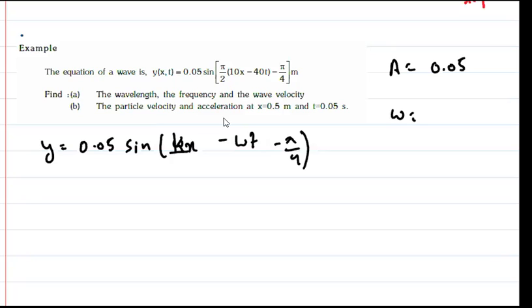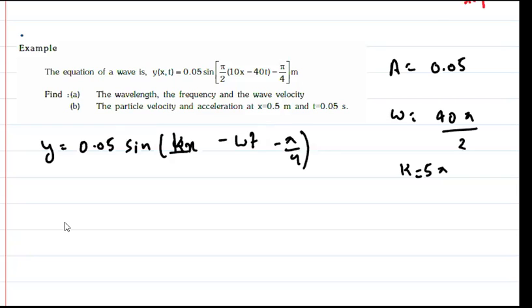Omega is equal to how much? Omega is equal to 40 into pi by 2. 40 pi by 2. This is omega. Yes, and k is equal to 5 pi. K is equal to 5 pi. Right? Yes or no?